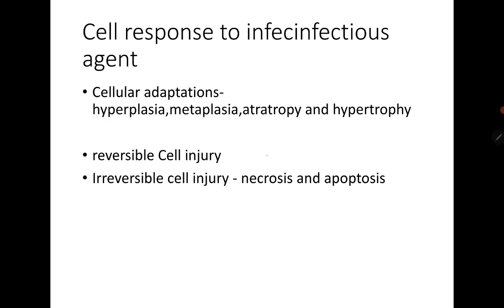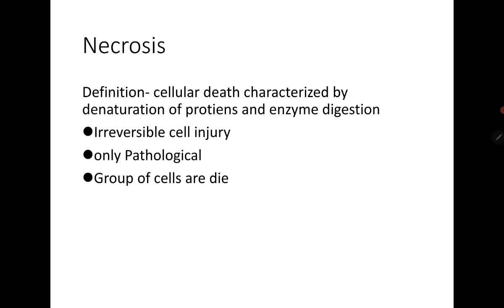Reversible cell injury. Whenever the cell adaptations cannot cope with the foreign body, the cell goes into reversible cell injury. Even after removal of the agent, it can return to a normal condition. If it still cannot be maintained, it leads to irreversible cell injury, which is necrosis and apoptosis.